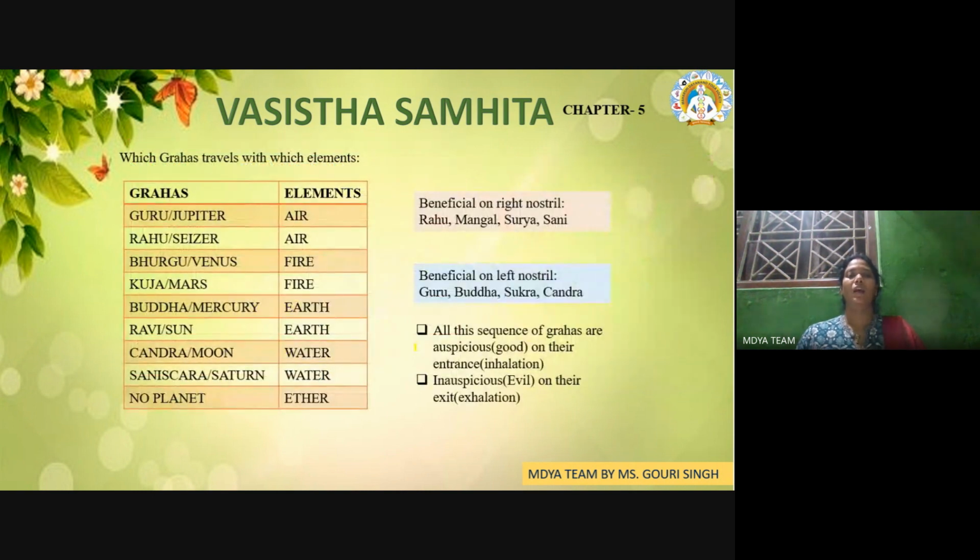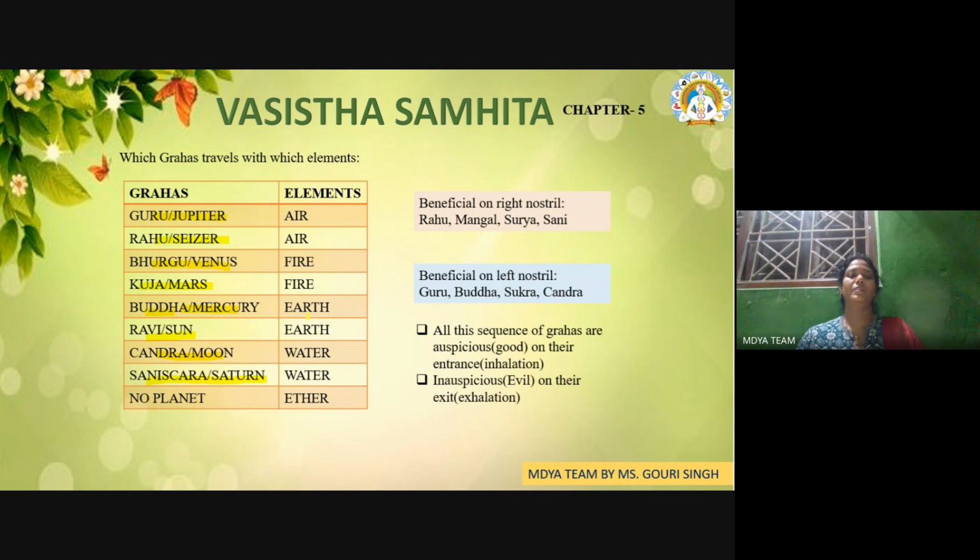Okay. So after discussing this element, now it will be linked with the grahas. One is Guru, or Jupiter. Second is Rahu, that is the seizure, and Bhrugu, that is Venus, and Kuja, that is Mars, and Buddha, Mercury, and Ravi, or Sun, Chandra, the Moon, and Sanishchara, that is Saturn. These eight grahas are discussed here.